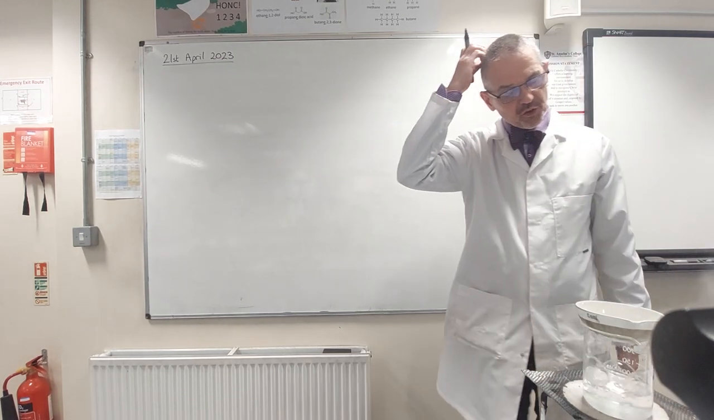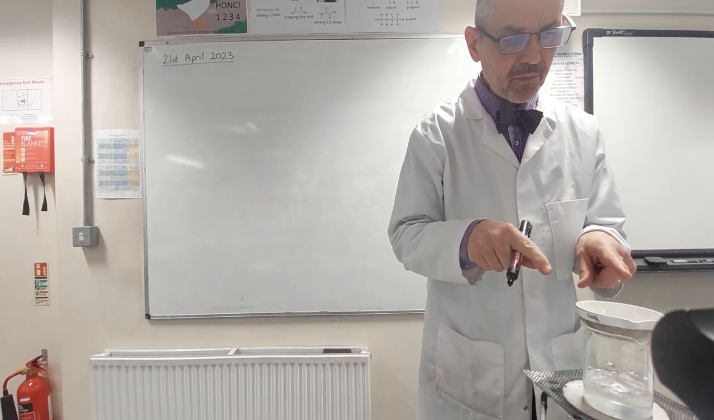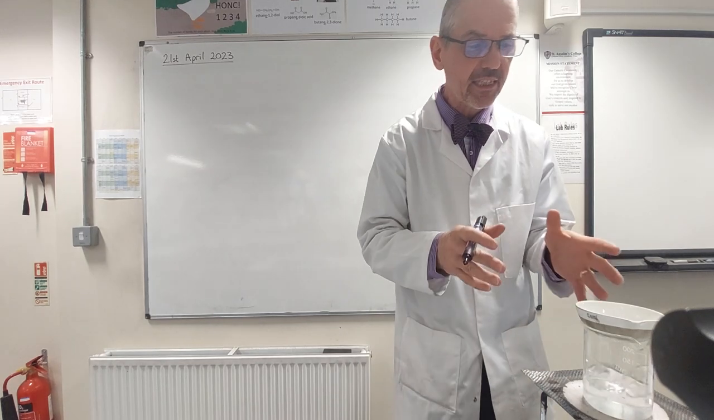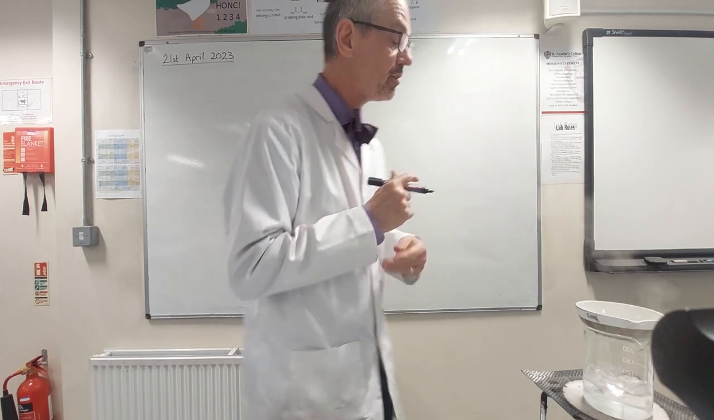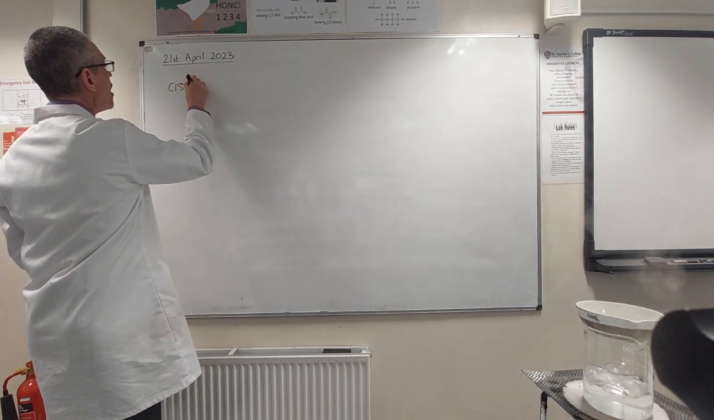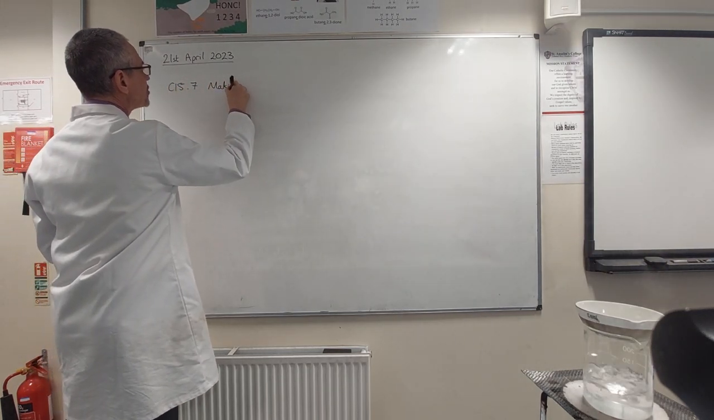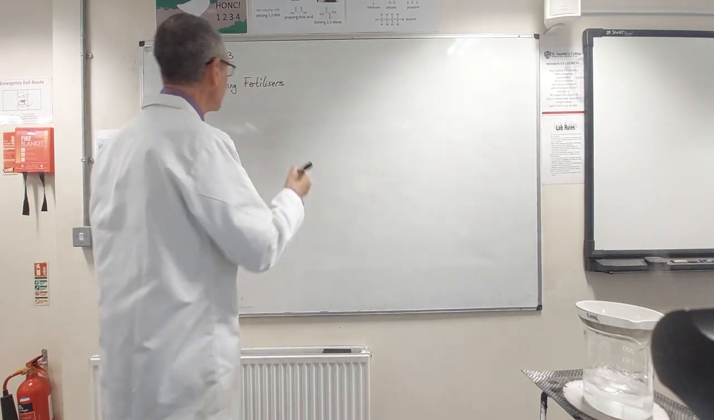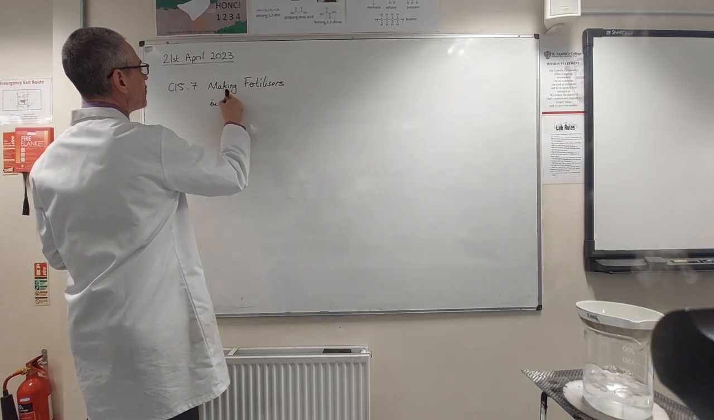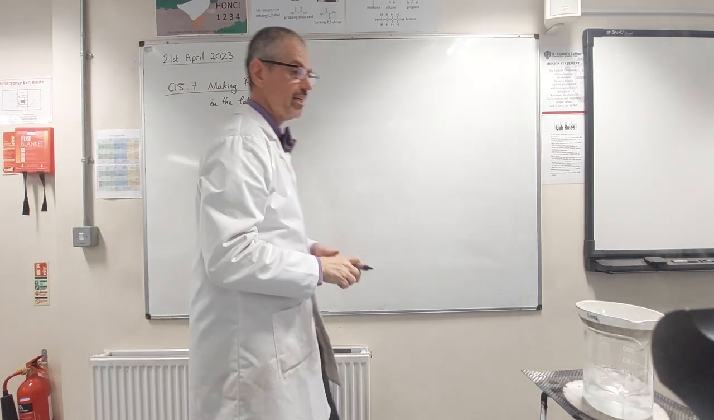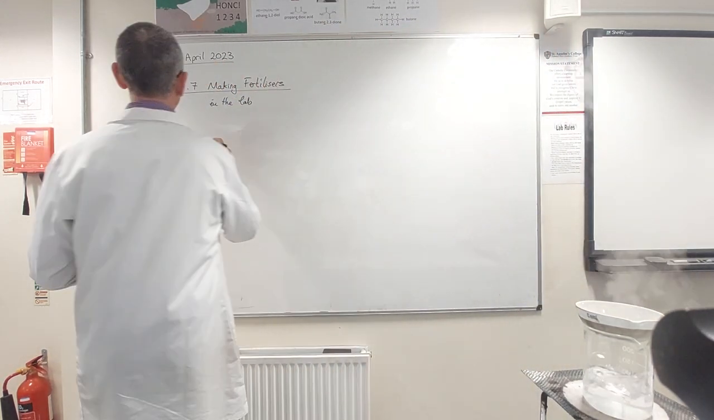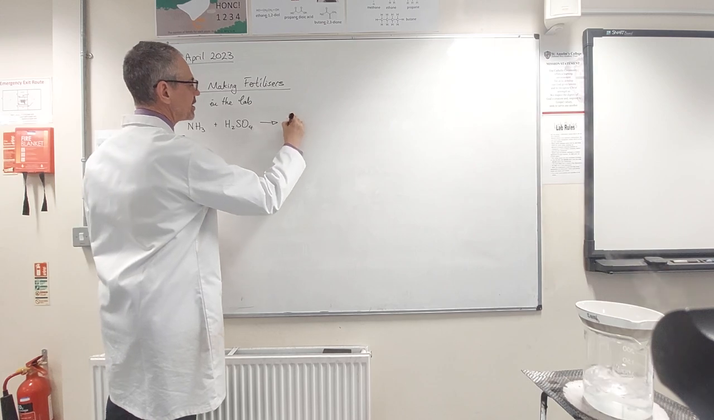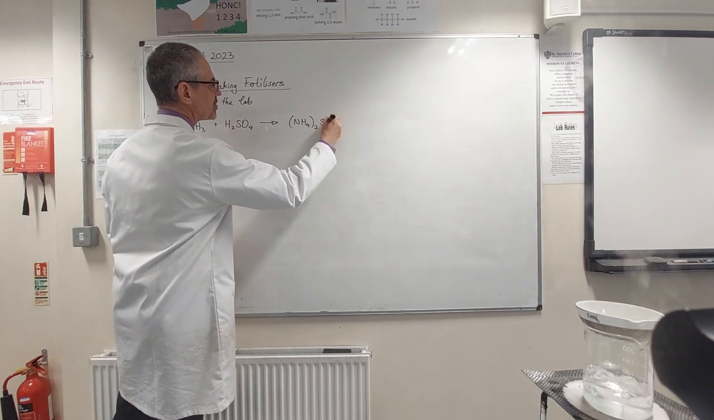So the last talk I did, you might remember we were making, well, I didn't actually say what I was making. I said I was doing a titration, but we made ammonium sulfate. So I did a reaction with ammonia and sulfuric acid. The topic that we're actually doing now is making fertilizers. The first part of this is making fertilizers in the lab. So the reaction I did, the recap, was ammonia and sulfuric acid to make ammonium sulfate.